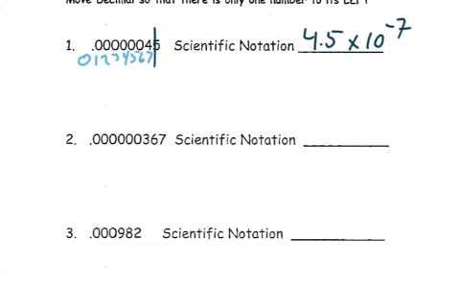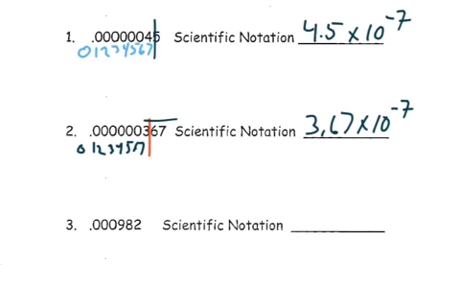Take a look at the next one. Now it might be helpful to just go ahead and put the line in first so you know where to stop. So again, you can do 0, 1, 2, 3, 4, 5, 6, 7. So I would write 3.67 times 10, again to the negative 7th. Take a look at number 3. Go ahead and put your line right after that first digit so you know when to stop.